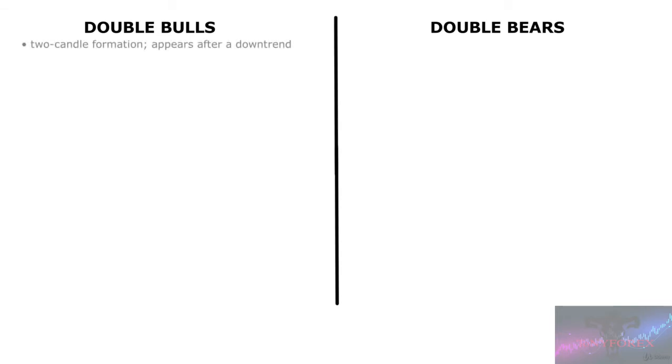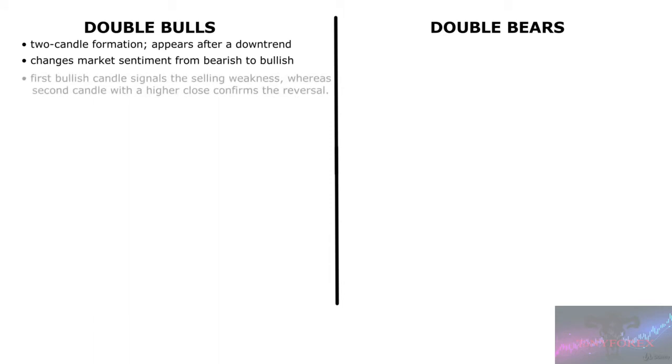The double bulls pattern marks an end to the downtrend and is a signal that buyers are entering in large numbers, hence changing the sentiment from bearish to bullish. While the first bullish candle signaled the possible reversal, the higher closing price of the second candle confirms the change in trend of the market.